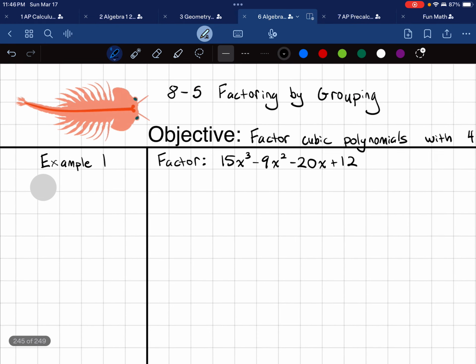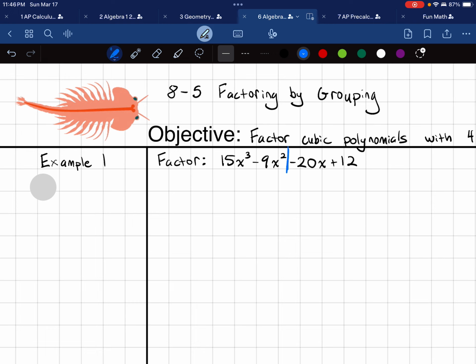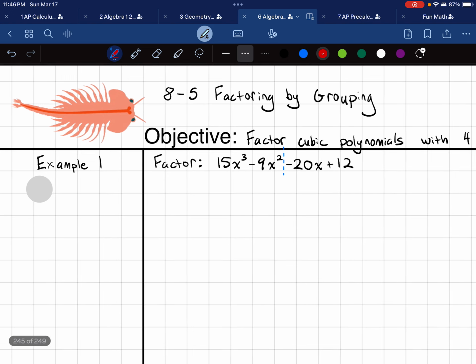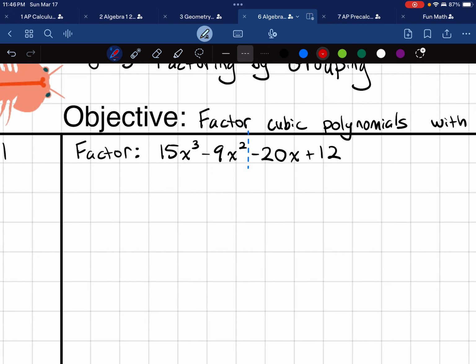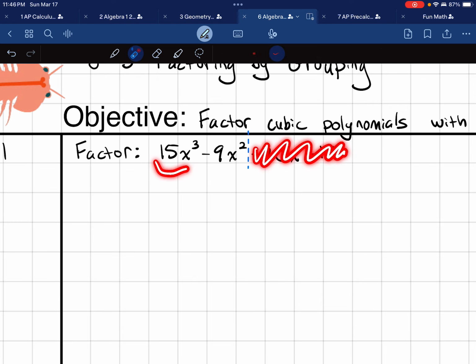The general idea here is we split up the problem into two pieces. I have dashed lines now. I can separate it into two different parts, and I can say the first half of this equation is just this 15x to the power 3 minus 9x squared, etc. I'm going to ignore the right side for a second. The left side, what is the greatest common factor of the left side?